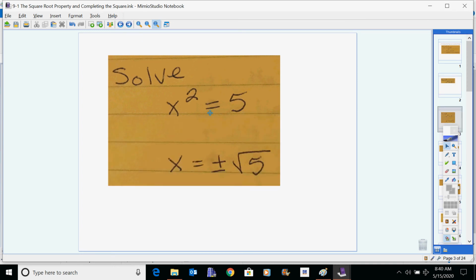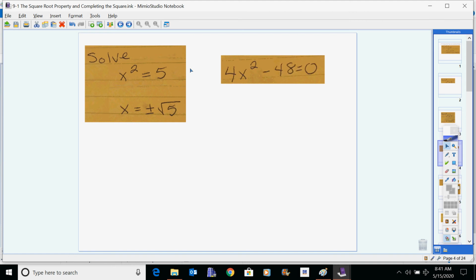So when x squared equals 5 and you square root both sides, there's two answers. There's the positive version of square root of 5 and the negative version of square root of 5. So we have two answers. If they can be simplified, they should be simplified, but if not, leaving them as a radical is just fine. Okay, sometimes we need to simplify first.